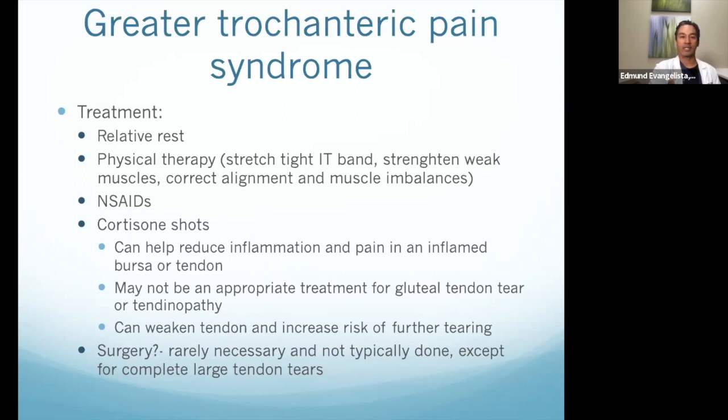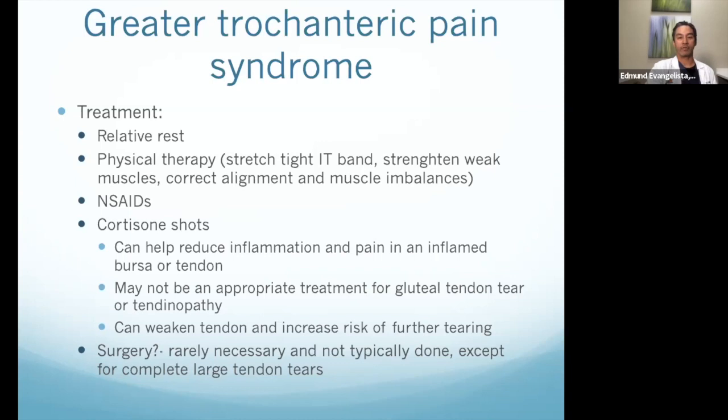And then cortisone shots have been a mainstay of treatment for this condition, as they can help reduce inflammation or pain in the inflamed bursa or tendon. But again, if there is actual tendon tearing, cortisone may not be the most appropriate treatment if it's not really an inflammatory problem. And the downsides of cortisone is that, like we know about cortisone for articular cartilage, for tendons as well, it can actually be detrimental to the tendon. Cortisone can weaken the tendon over time and increase chance of further tearing or even rupture.